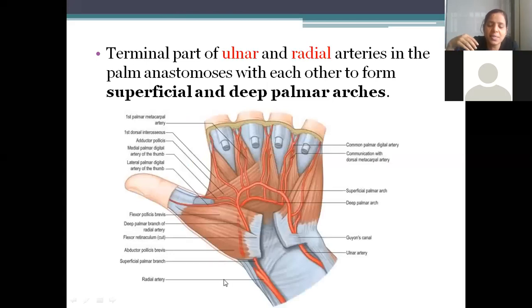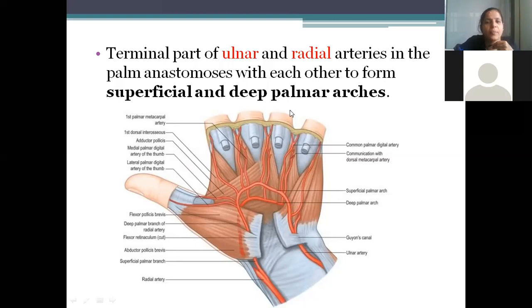If you trace it from above, we have the brachiocephalic trunk, then the subclavian artery, axillary artery, and brachial artery. At the neck of the radius, the brachial artery divides into radial and ulnar arteries, isn't it? The branches that are continuations of these main arteries join to form two arches: the superficial palmar arch and the deep palmar arch. From these two arches, the blood supply of the palm and digits comes.